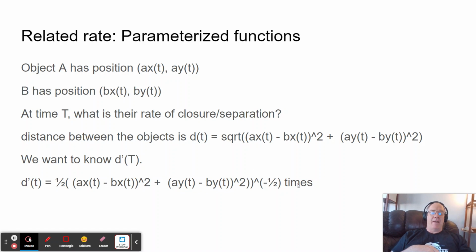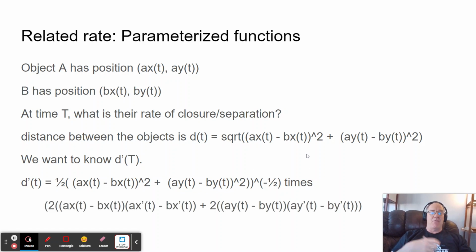But that has to now be multiplied by the derivative of the respective contents. We have something squared, so it's 2 times the thing, times the derivative of the contents, which is just going to be Ax prime of t minus Bx prime of t. And we again have the exact same form, 2 times Ay of t minus By of t times Ay prime of t minus By prime of t.